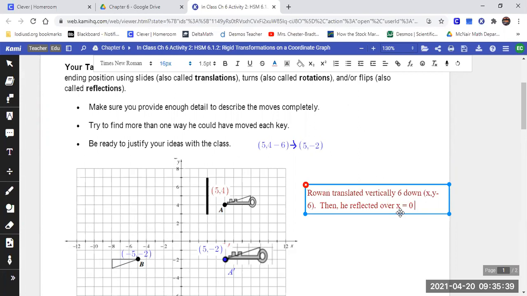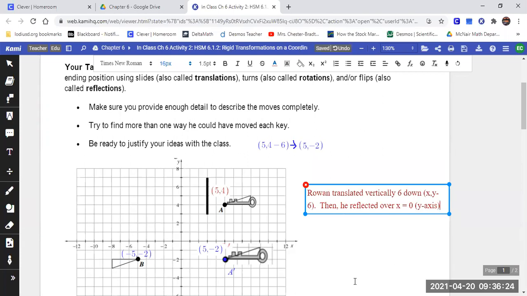x equals 0. Now, what is another name for that line where x equals 0? It has the word axis in it. Which axis has x equal to 0? The y-axis. So you can say he reflected over x equals 0, or you can say he reflected over the y-axis. Okay.